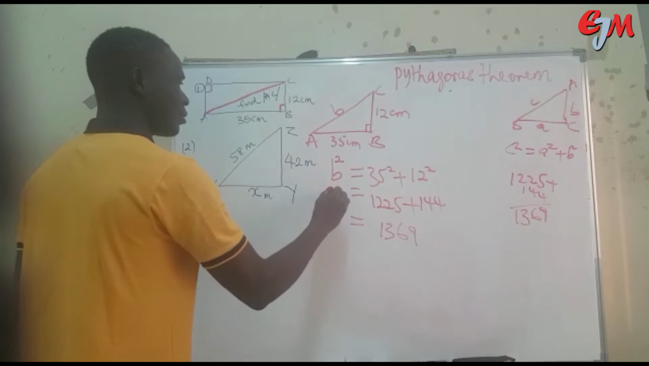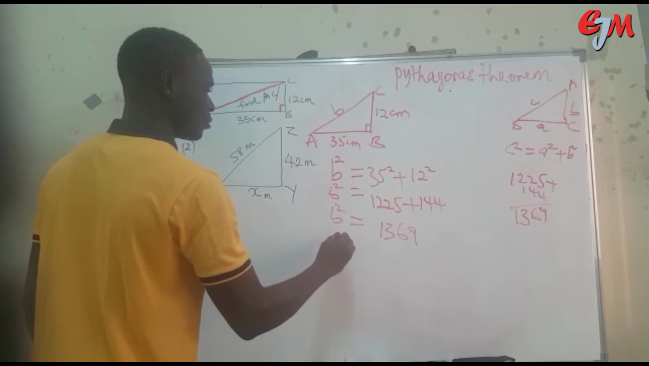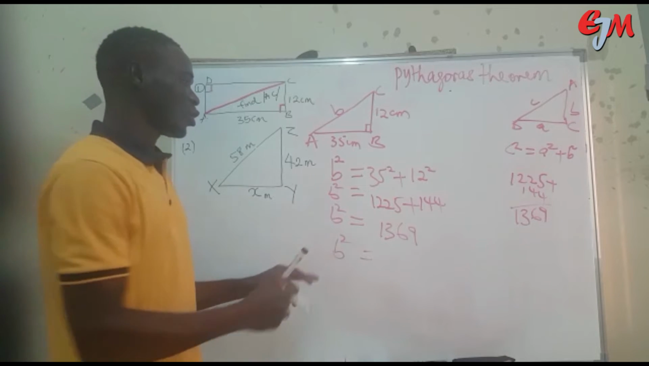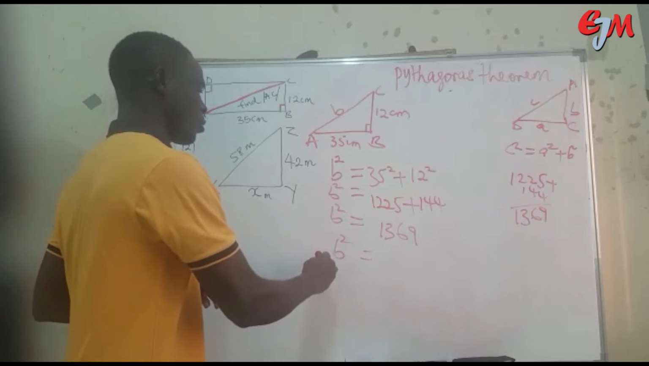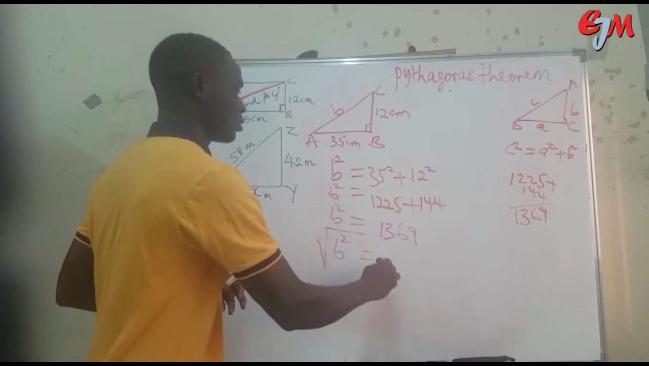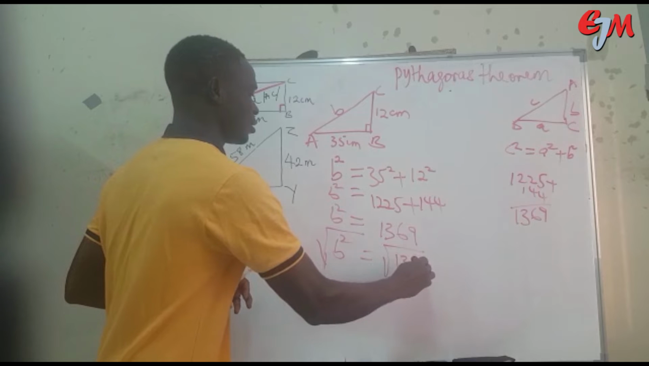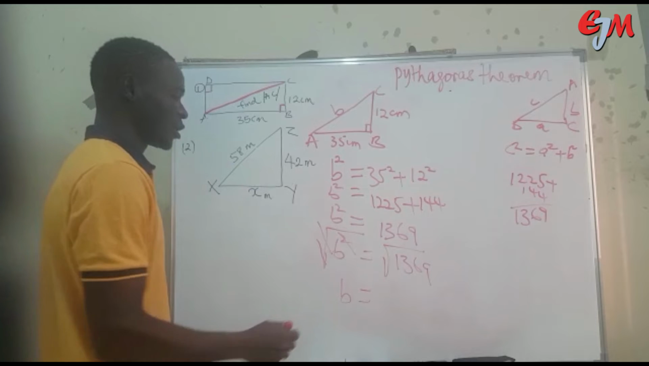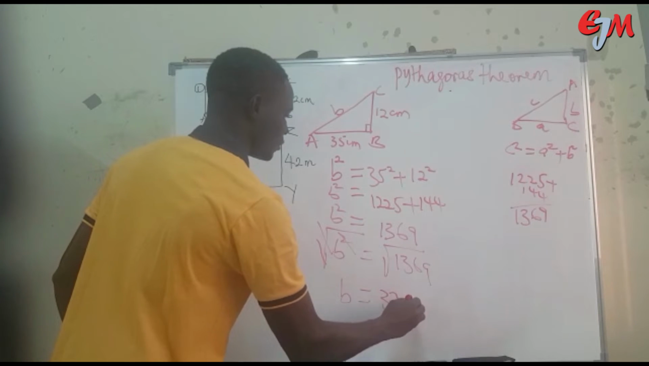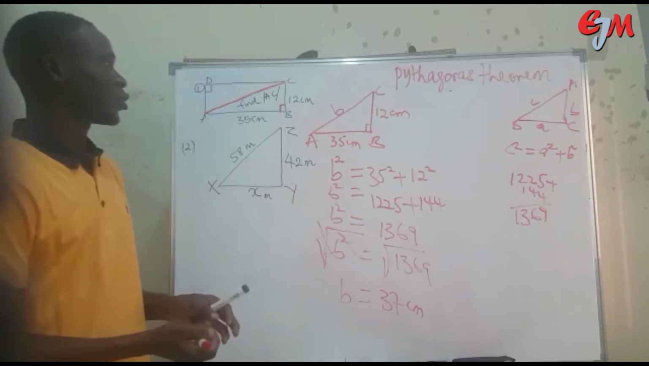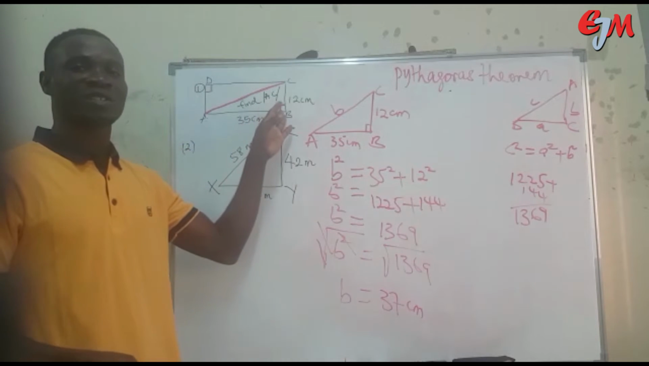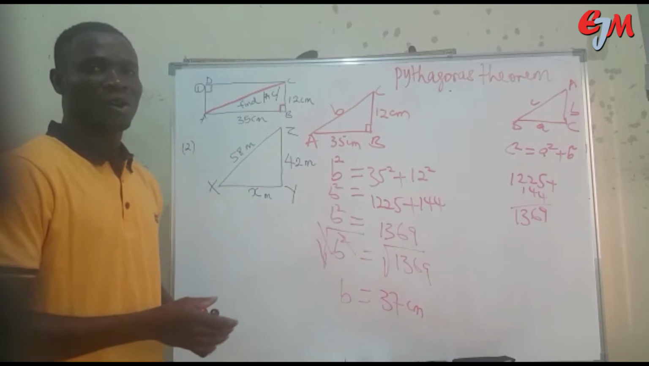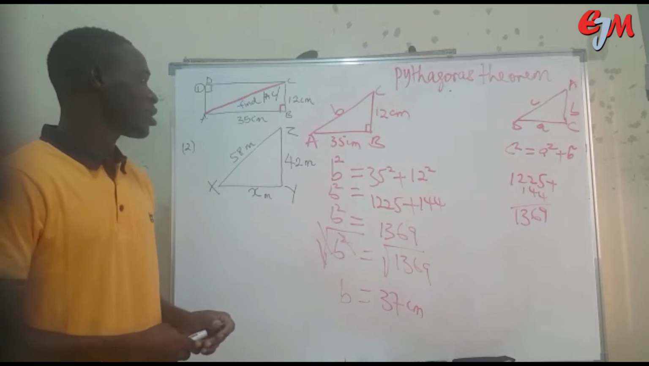Then how are we going to get our c? Remember, we're asked to find c, not c squared. So take the square root of both sides. When you take the square root of both sides, this can go, we are left with c. Then c now is equal to 37 cm. That is how to use the Pythagoras theorem in solving questions involving right-angle triangles. You can check it at your own convenience to know if we are correct or not.